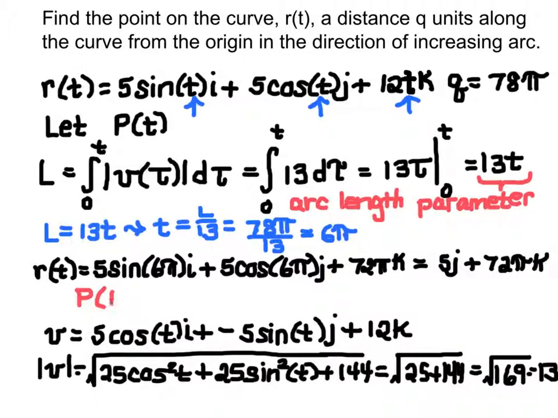which means that our point P of t is equal to 0 in the i direction, 5 in the j direction, and 72 pi in the k direction.